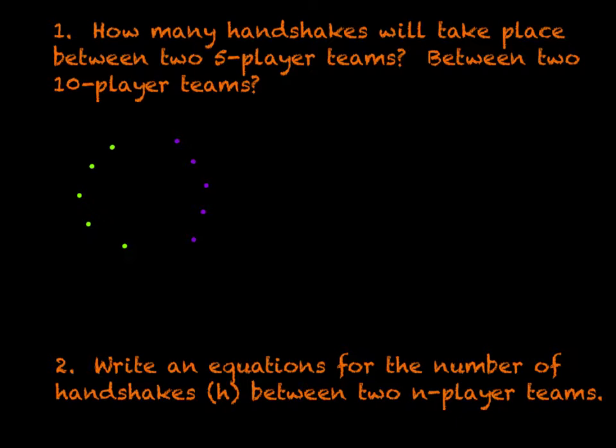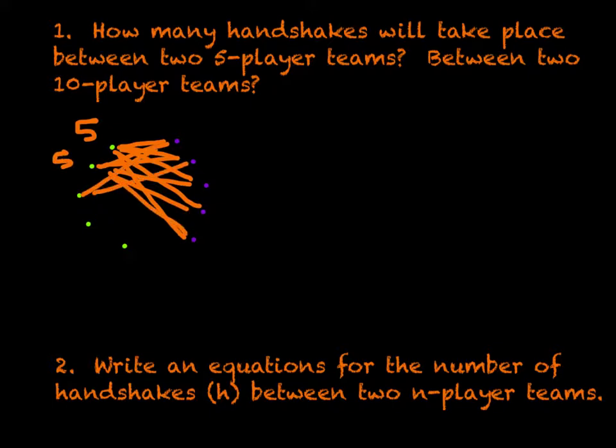From there, I only need to figure out how many handshakes are going to occur. I have 1, 2, 3, 4, 5. So this player has shaken hands with 5 people. I need to do the same thing with the next one. 1, 2, 3, 4, 5. Same thing, again and again.